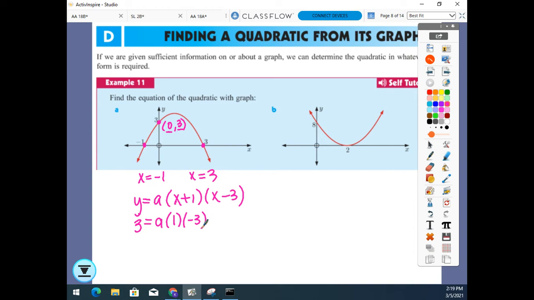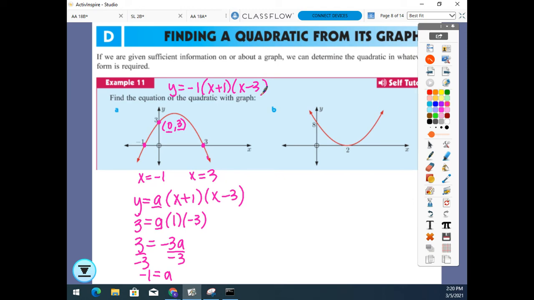And it leaves me with an equation that has one variable, and we can determine what that coefficient is. So a times 1 times -3 is -3a. So I can see my a coefficient is -1. And this makes sense because my parabola is going upside down, so my leading coefficient should be negative. So I just plug in my -1 to get a final answer of -1 with my intercept form of x plus 1, x minus 3.